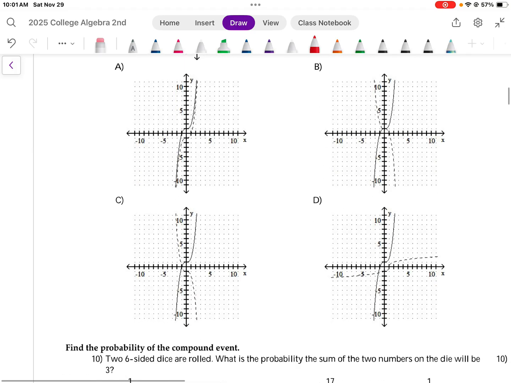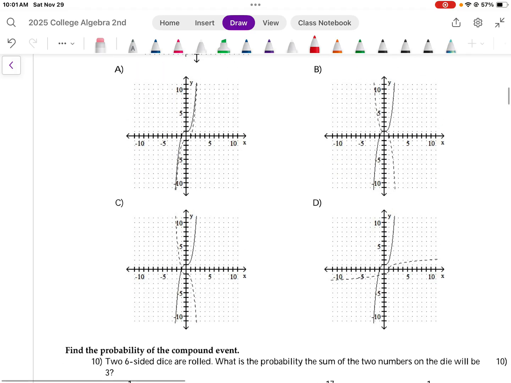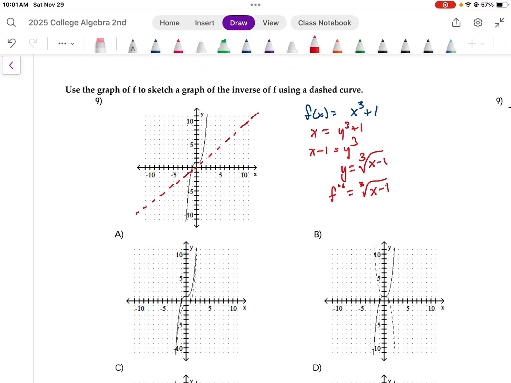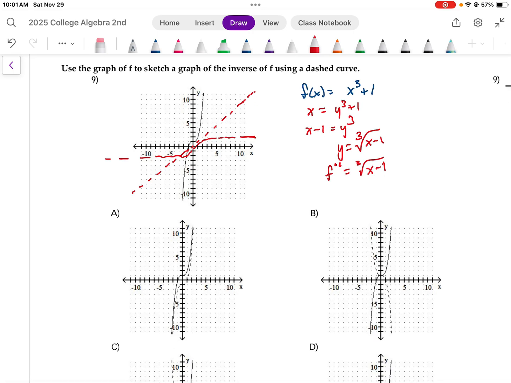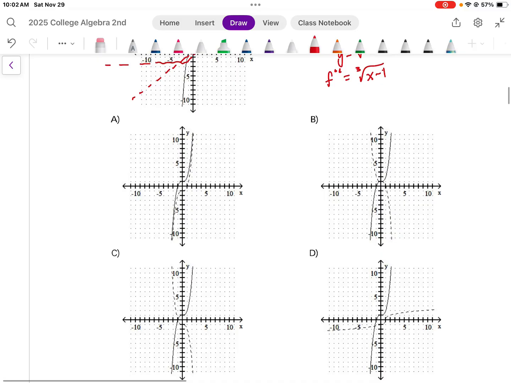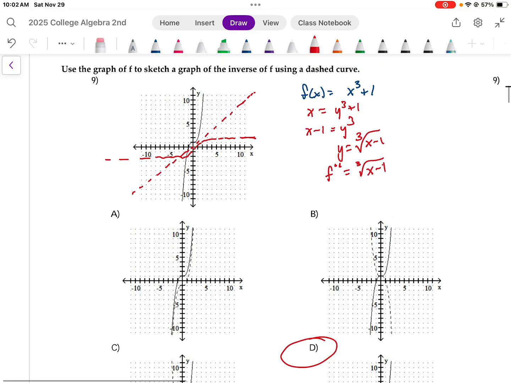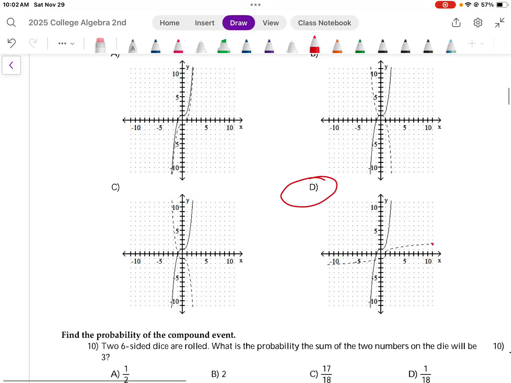And then now I need to pick out which one it is. Looking at what happens, this comes down here, and that's the way it's kind of shaped when you look at x cubed and the inverse of x cubed. So as I look at my pictures, the only one that comes close to that one is D. There's that little dashed line there. Boom.